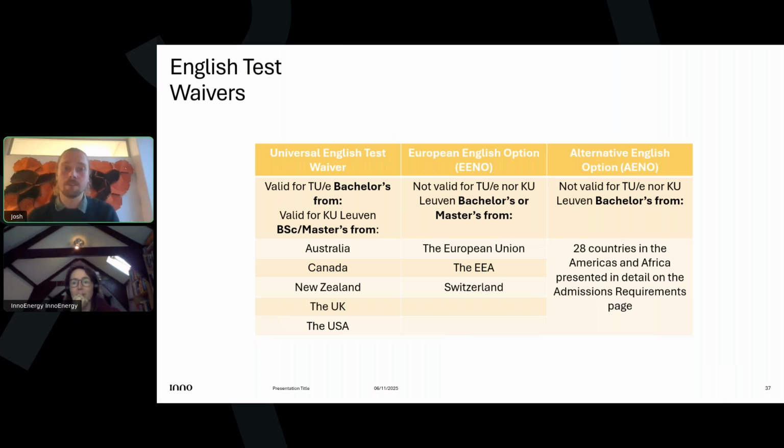Finally, on the right-hand side of your screen, you can see the Alternative English Option Waiver. The full list of the 28 countries included in this waiver can be found on our website under the English Requirements section. These are essentially 28 countries in the Americas and Africa. If you've studied a bachelor's degree in one of these 28 countries, then you can qualify for an English test waiver. Again, this is not valid for TU Eindhoven nor KU Leuven.